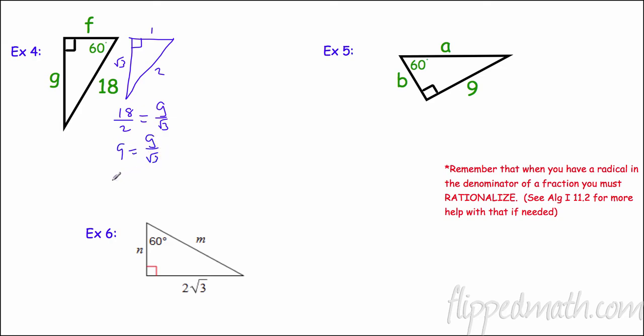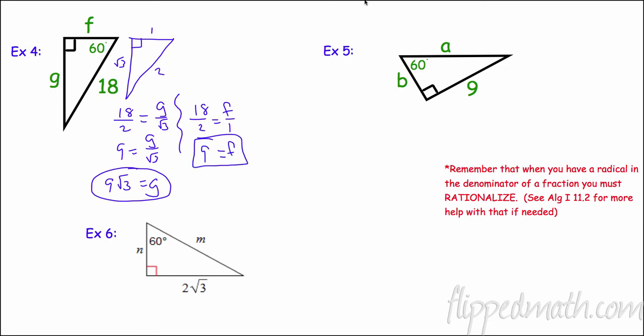Multiply by radical 3, and I have 9 radical 3. It's not 9 times 3 because radical 3, the 3 is on the inside of the radical and the 9 is on the outside. All right? So now we have G. All right, let's do F. I know that 18 is the same as 2, and I know that F is the same as 1. So, again, this one, I don't really need to cross multiply because F divided by 1 is just F. 18 divided by 2 is 9, and we are done with that one.